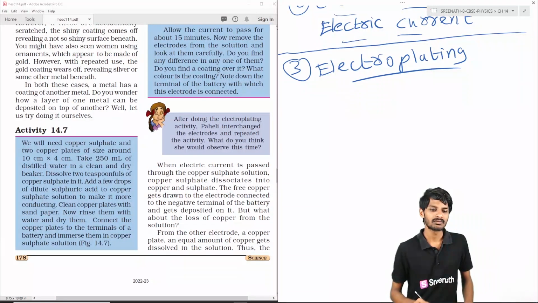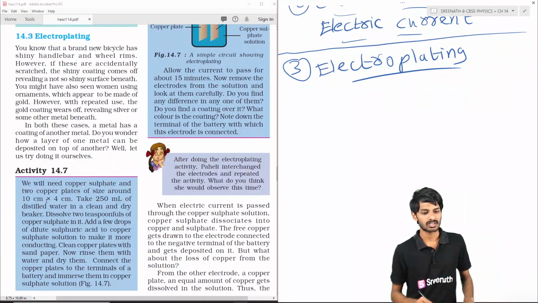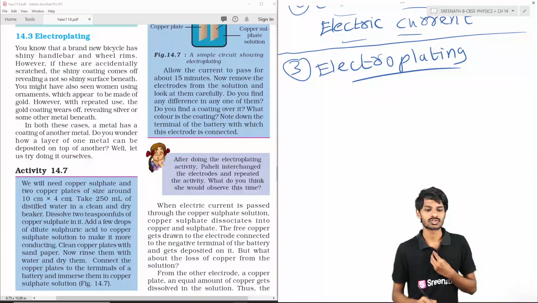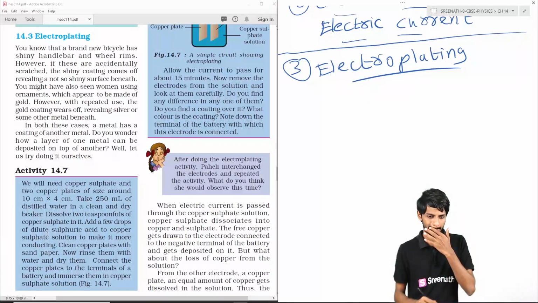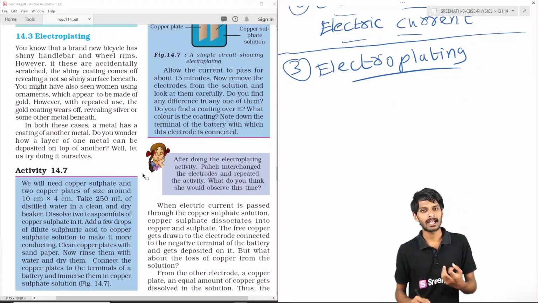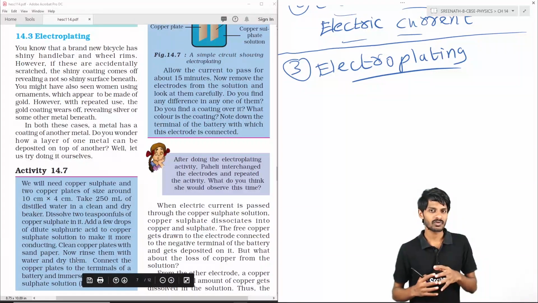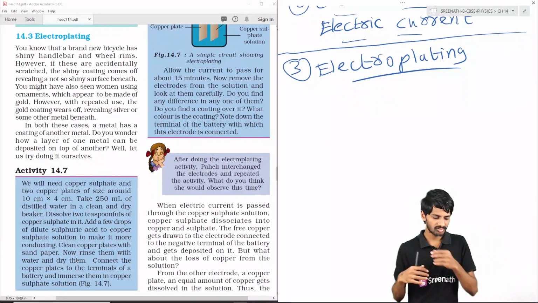So for that, what do we need, students? We need copper sulfate and 2 copper plates. These are the copper plates, and the size is 10 centimeters by 4 centimeters. We want copper sulfate solution, so we will take some distilled water and add 2 tablespoons of copper sulfate to it, and we will add dilute sulfuric acid to the copper sulfate solution. After adding all these things, the liquid becomes more conducting, it will conduct the electricity, students, current.